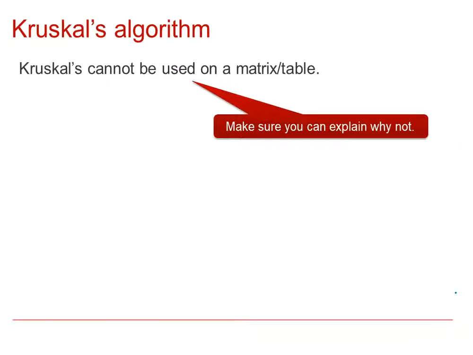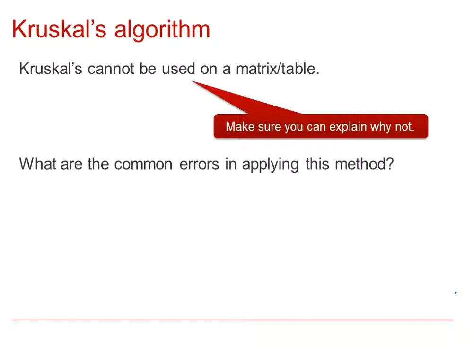Kruskal's cannot be used in a matrix tabular form, and you need to be able to understand why. Prim's algorithm, which relies on selecting nodes and comparing the nearest neighbour to those nodes, is far easier to do in a tabular form. Kruskal, which is looking for shortest edges which are not connected with, would be extremely difficult to implement in a tabular form.